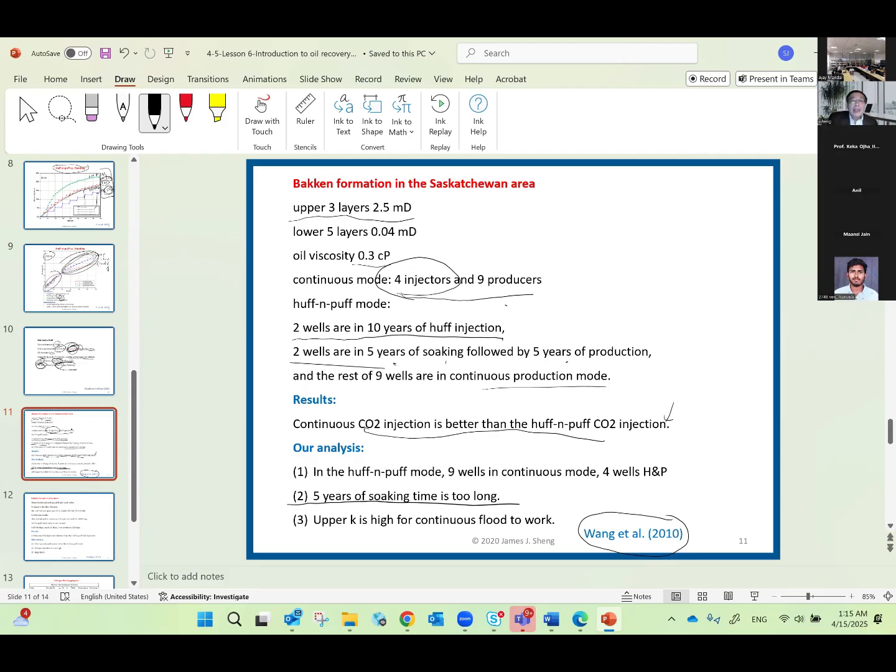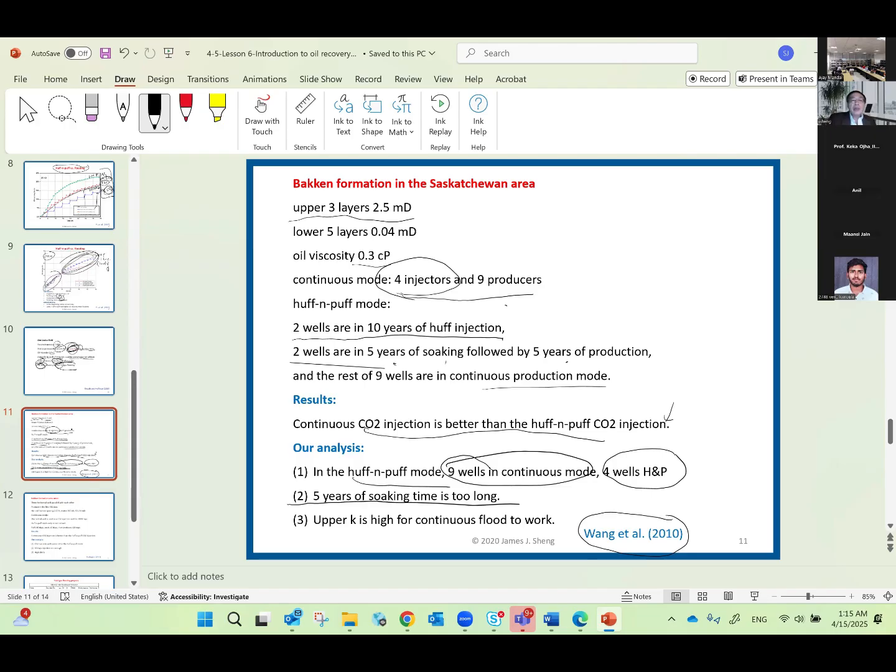Okay. Another thing is, in the Huff-n-Puff mode, 9 wells are continuous injection. Only 4 wells are Huff-n-Puff. So more than half of the wells are actually in continuous injection. Only a small portion, only 4 wells, are actually in Huff-n-Puff. So therefore, overall production cannot be only from Huff-n-Puff performance. Okay.